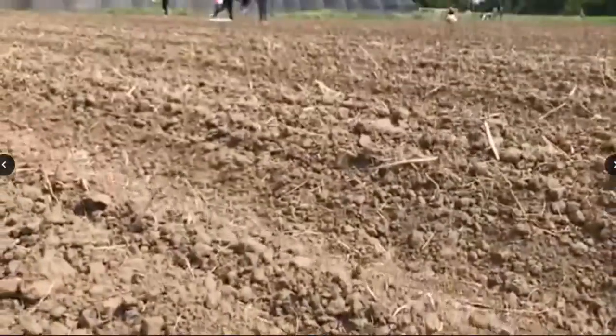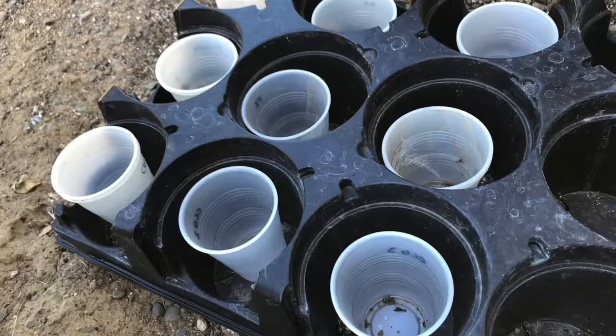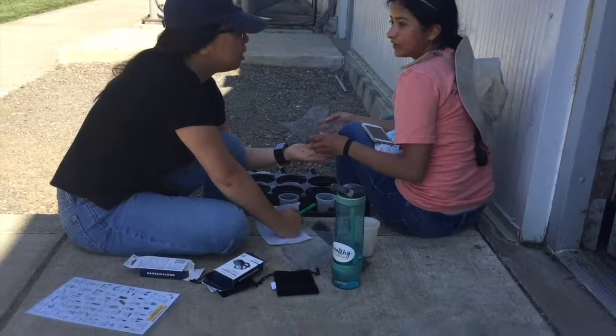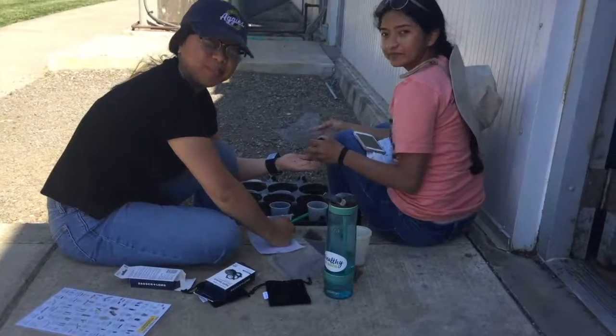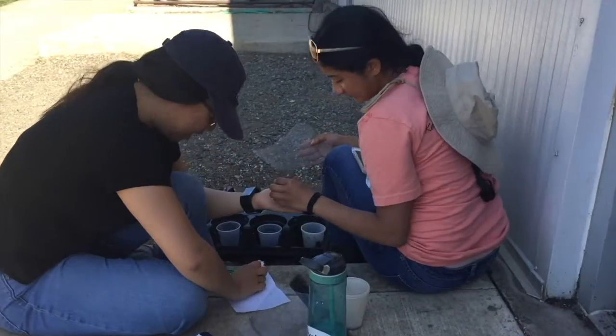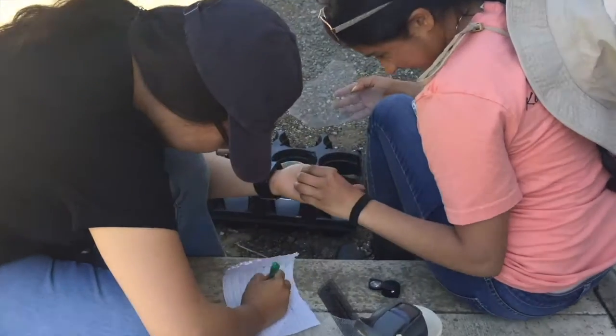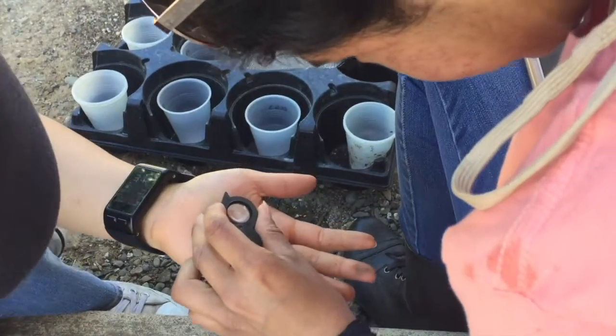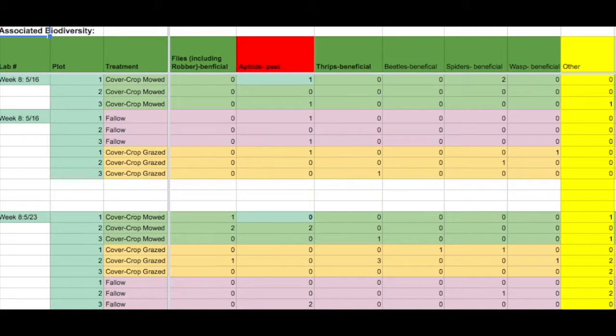During our scheduled observation days, we removed the upper cup and transported the samples back to the classroom for further observation and recording. Contents were run through a sieve to separate macrofauna from water that had accumulated due to precipitation. Collected macrofauna were identified using charts and magnifying lenses and divided into categories including flies, aphids, thrips, beetles, spiders, wasps, and another category. All recorded macrofauna was then entered into a digital spreadsheet.